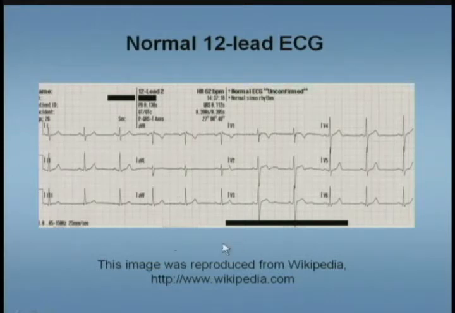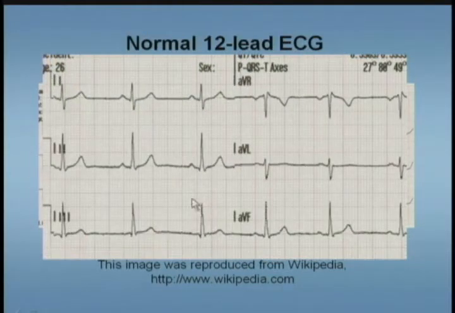That's normal. What's the heart rate here? 300, 150, 100, 75. If there's 1 box away, 300. 2 boxes, 150. 3 boxes, 100. 4 boxes, 75. Then 60. A normal heart rate is 60 to 100. It's a normal EKG.